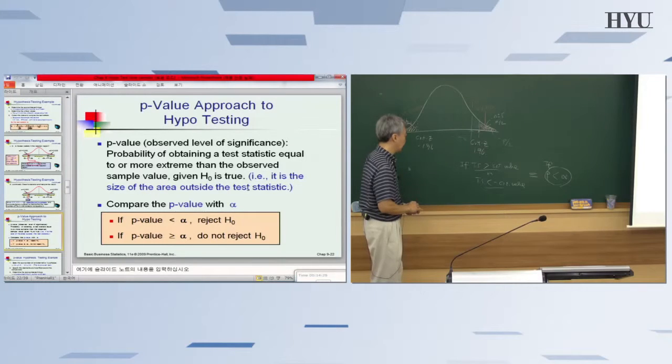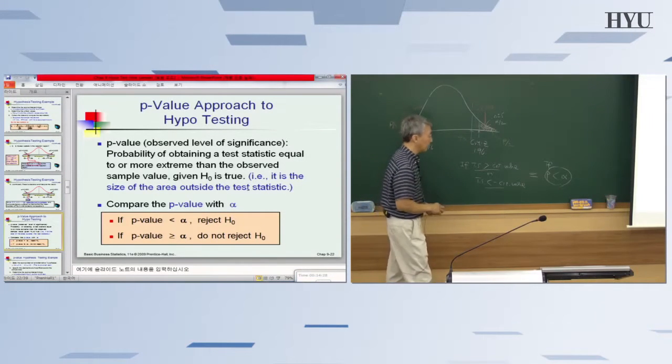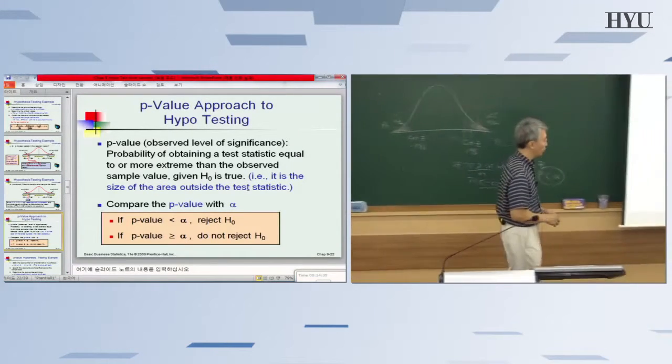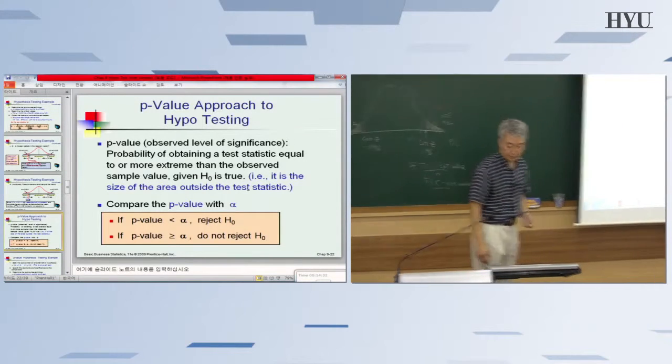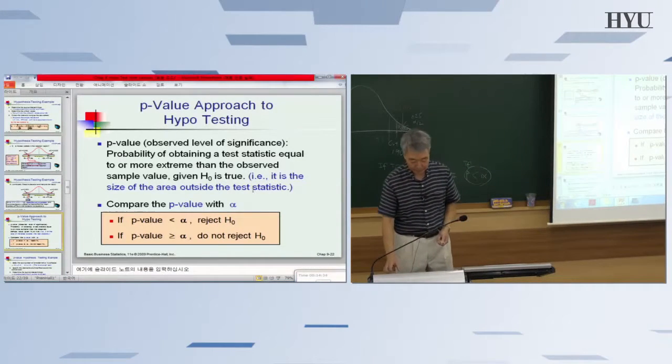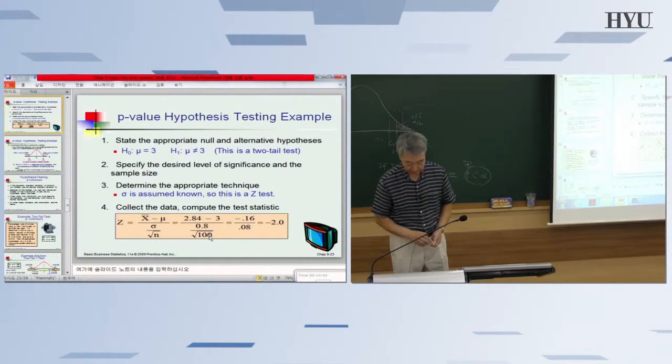Anyway, that's the difference between the critical value approach and the p-value approach. Here, if the p-value is less than alpha, reject the null hypothesis. If not, then do not reject the null hypothesis.